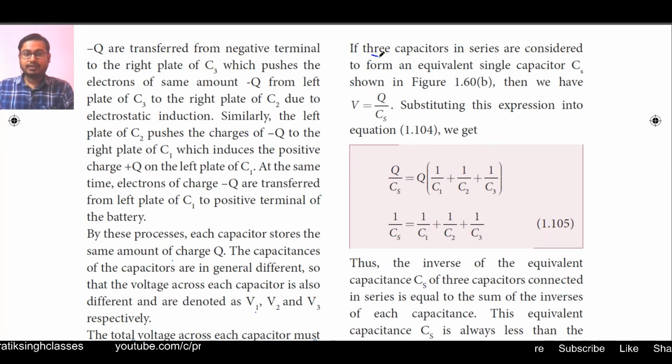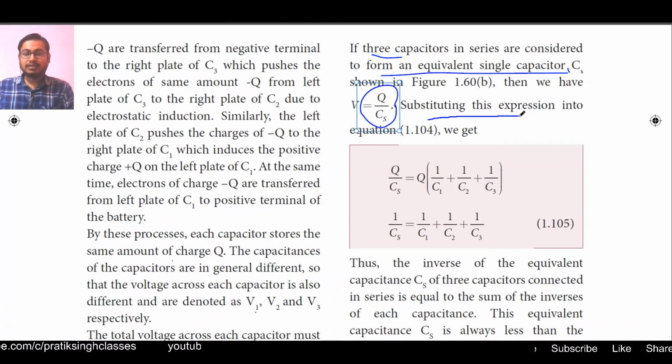Alright, if the three capacitors in series are considered to form an equivalent single capacitor CS, that means suppose in place of the three capacitors C1, C2 and C3, we add only one of equal capacity, and the capacity of those three combined capacitors is CS. Now you can see here it is CS. Fine. So as shown in figure 1.60b, we have V is equal to Q by CS.